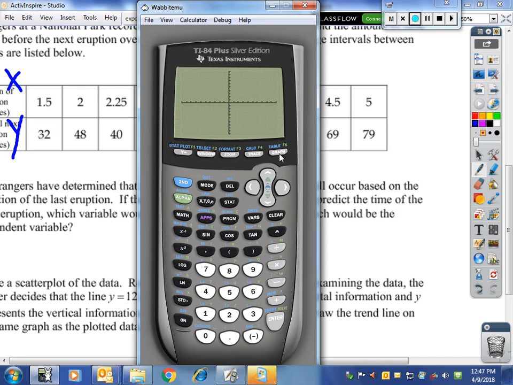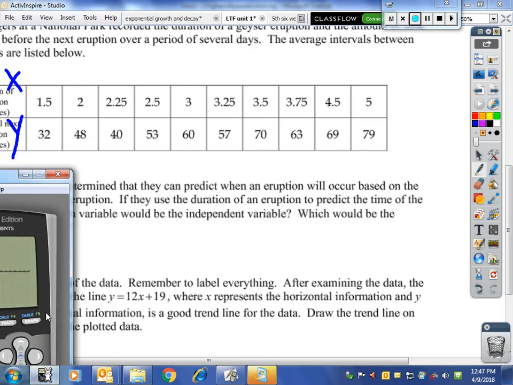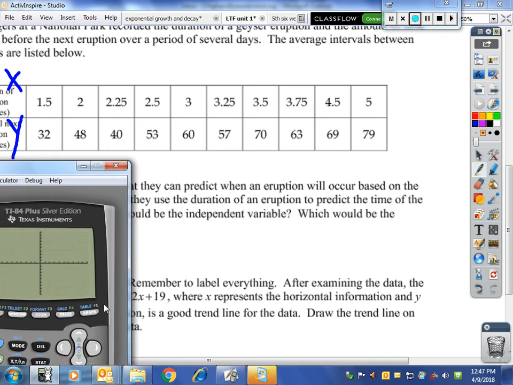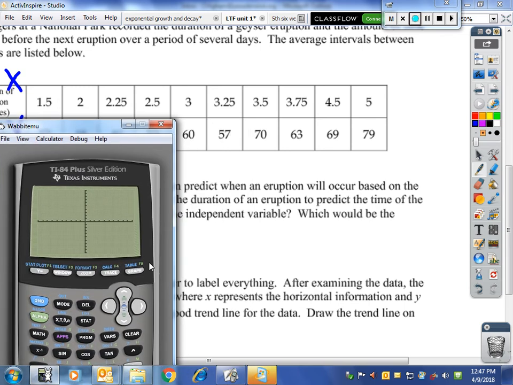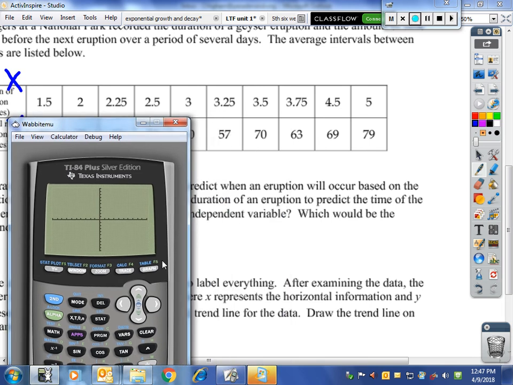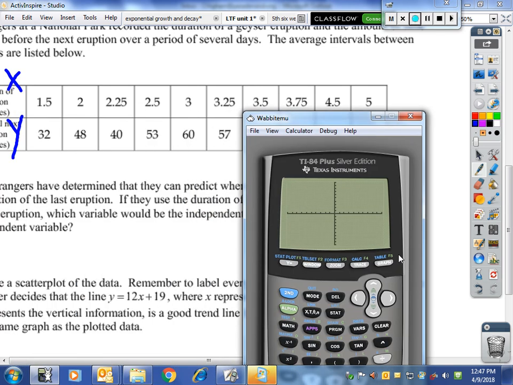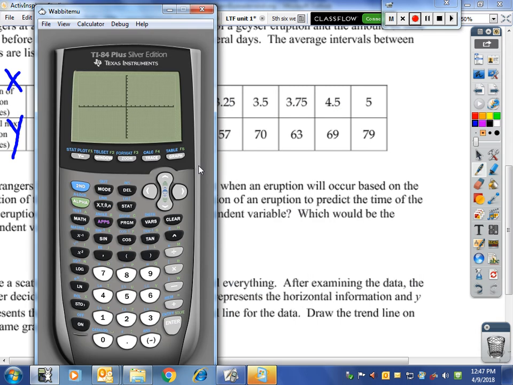Alright, now, this is a good lesson on how to adjust your window, using the data you're given as a clue to change your window. The X values, looks like the lowest X value I have is 1.5 and the highest X value I have is 5. Usually in real life situations, I make my X minimum 0 and my Y minimum I usually make 0 as well. So I'm going to make my X minimum 0. What's the highest X value that I need? 5.